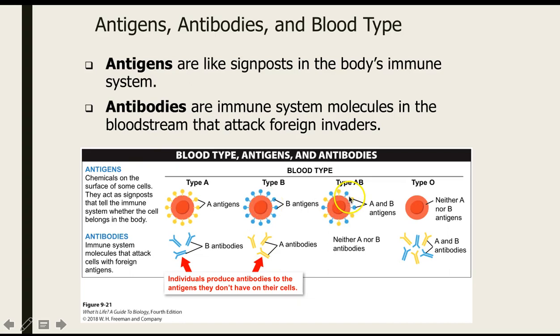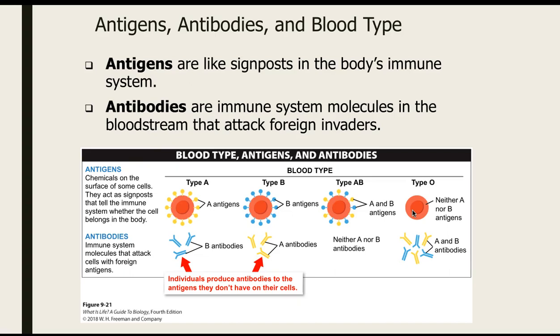If your blood type is AB, you're making both the A and the B antigens. And if your blood type is O, and here's the weirdness, you're not making any antigens, neither A nor B. So that's how you get dominance, codominance, and recessiveness: making A, making B, making both, and making neither. So that's how you get A, B, AB, and O.